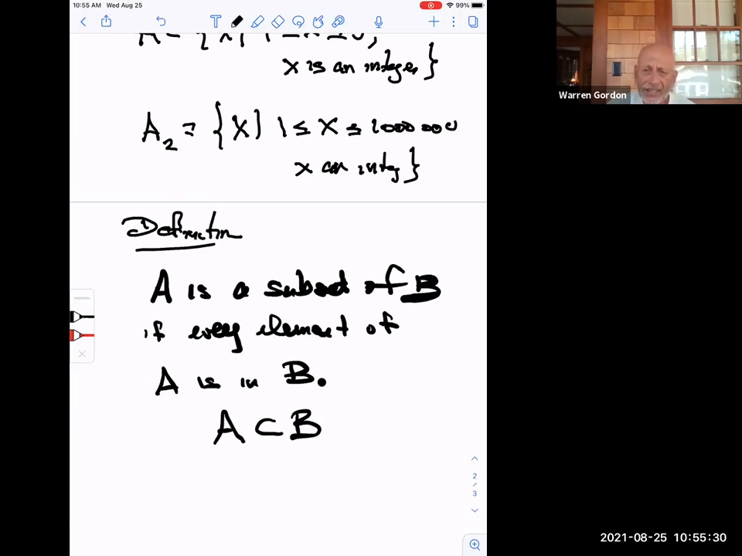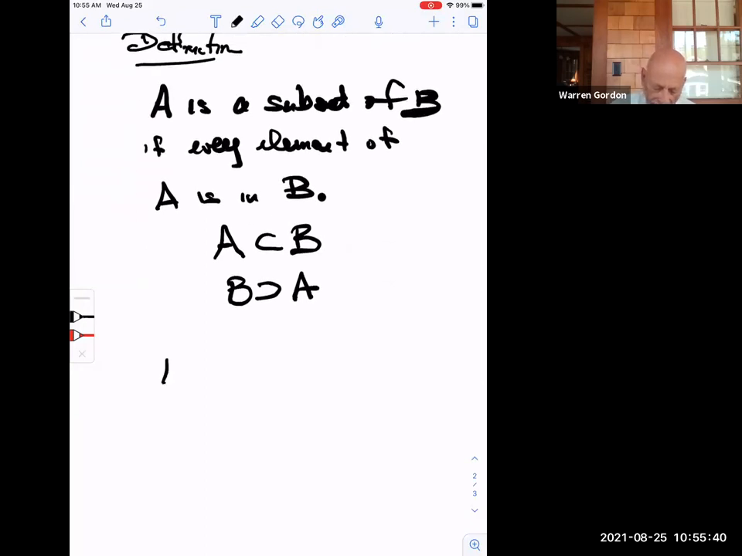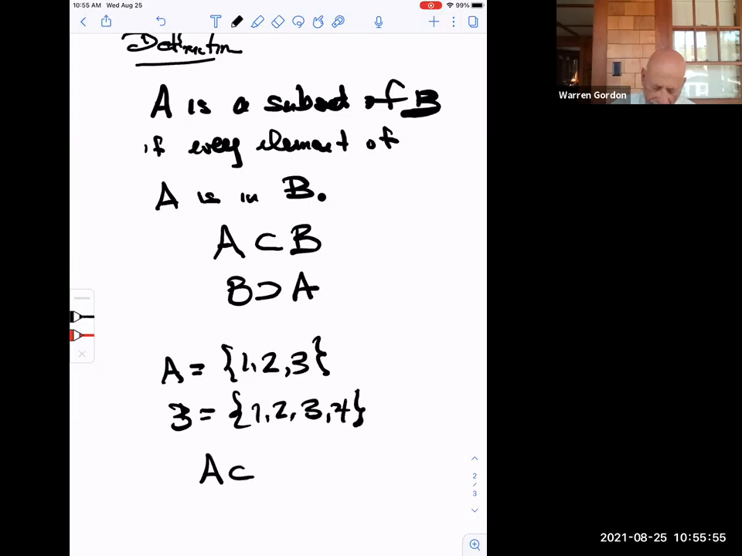Sometimes, instead of saying subset, some other books will say superset, and they would write it this way: B is a superset of A. It's sort of like an inequality symbol. So, for example, if A is the set with elements 1, 2, 3, and B is the set with elements 1, 2, 3, 4, then we see that A is a subset of B. This is the trivial example.